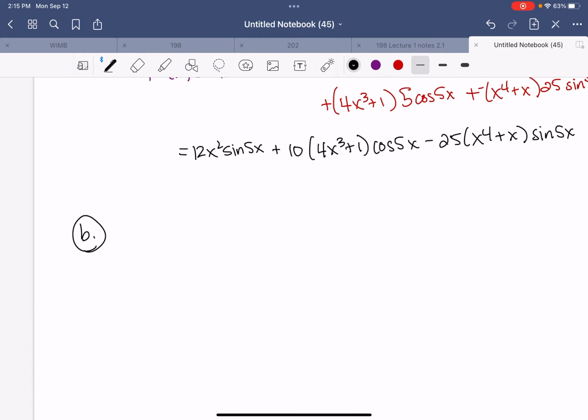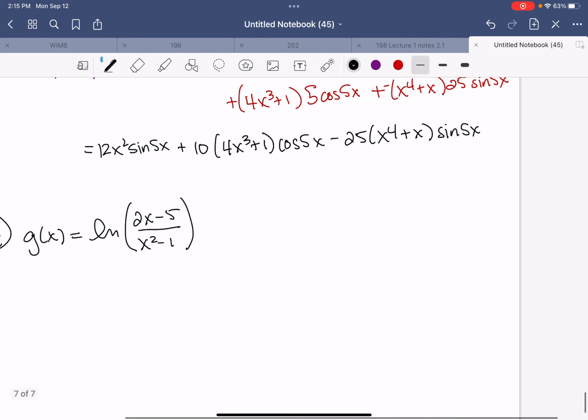For part B, we're working with g of x equals the natural log of 2x minus 5 over x squared minus 1. Now, I could jump right in here and do a chain rule and a quotient rule, right? So I could take the derivative of the natural log, which is 1 over what's inside the parentheses, times the derivative of what's inside, which is a quotient rule. But that's working way too hard because the natural log allows me to simplify this.